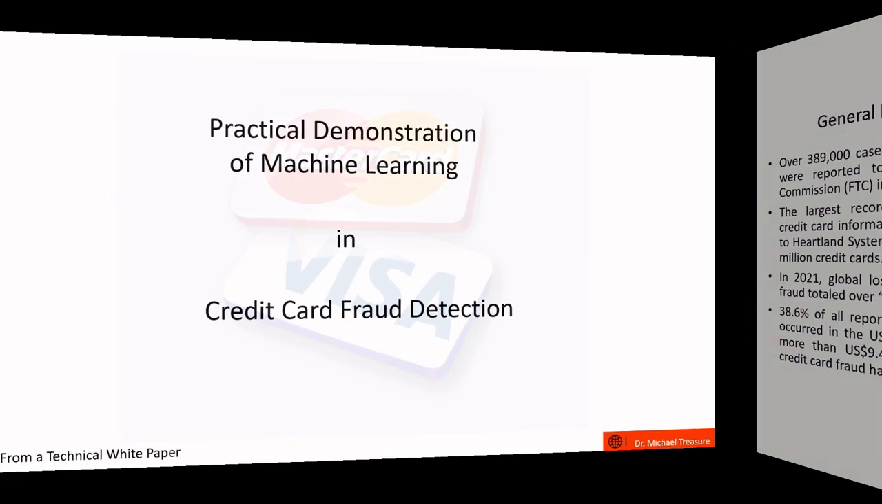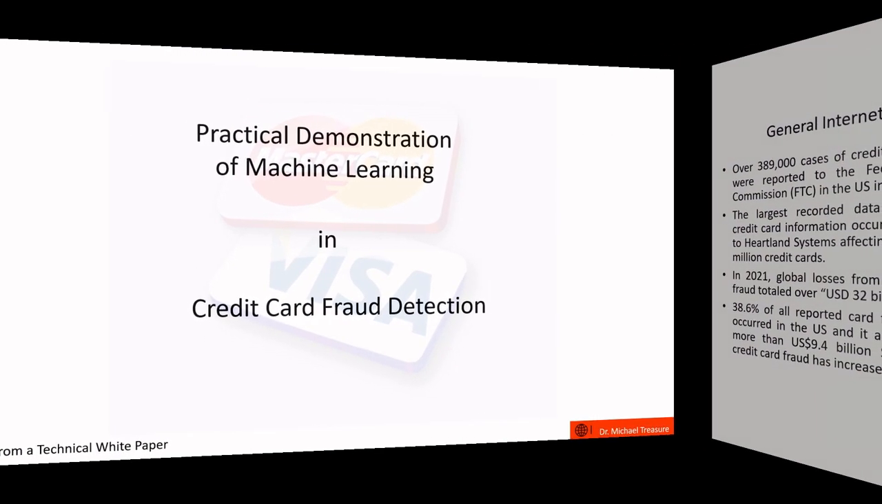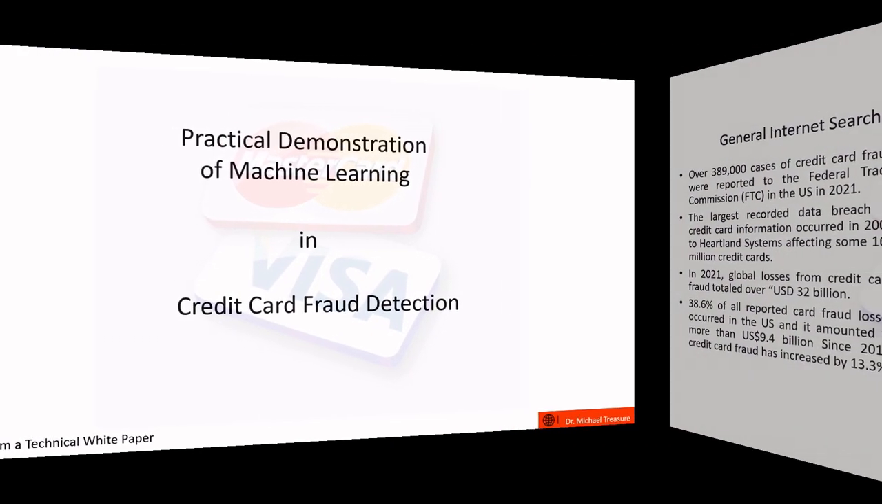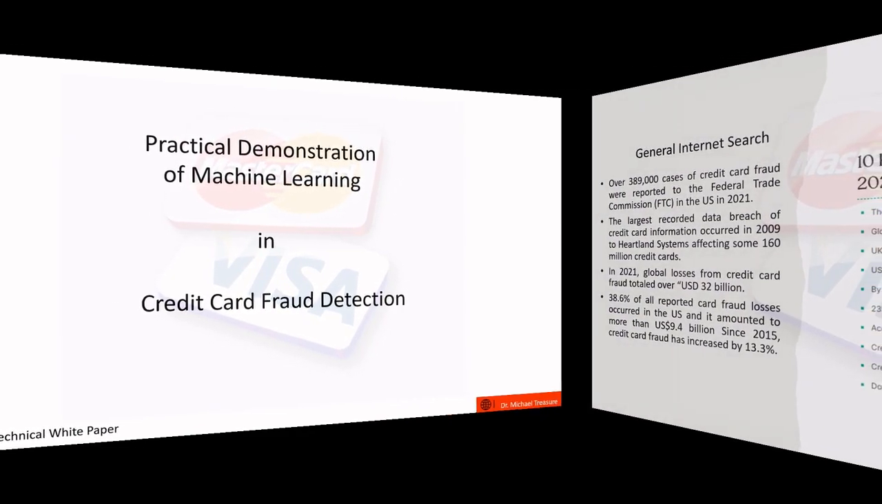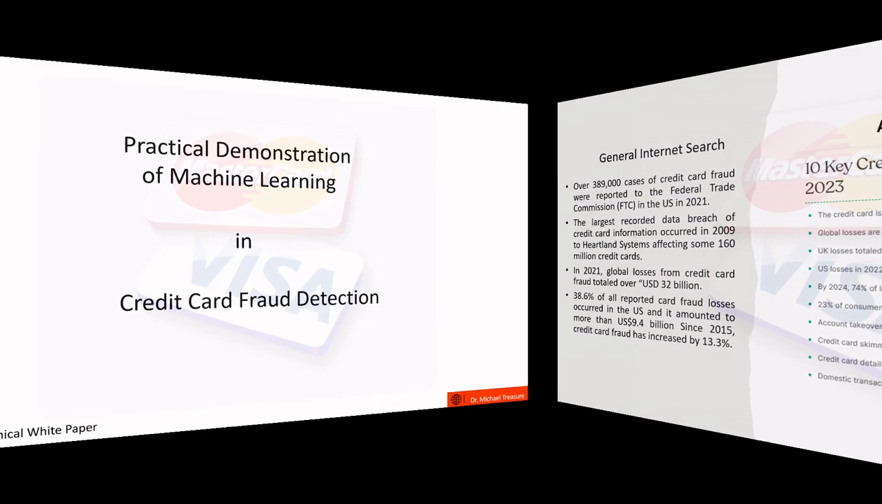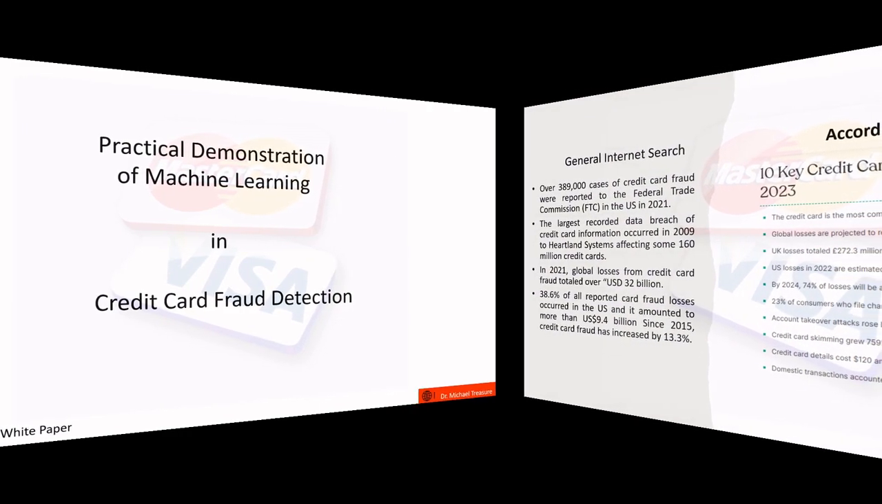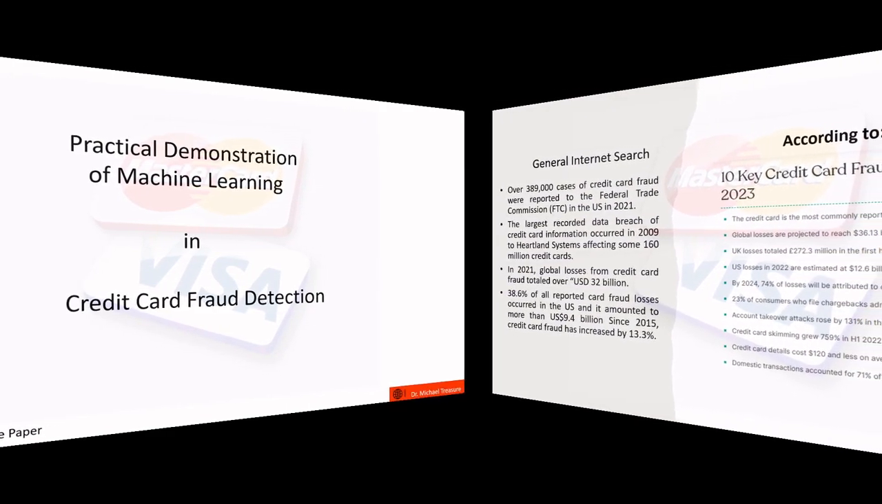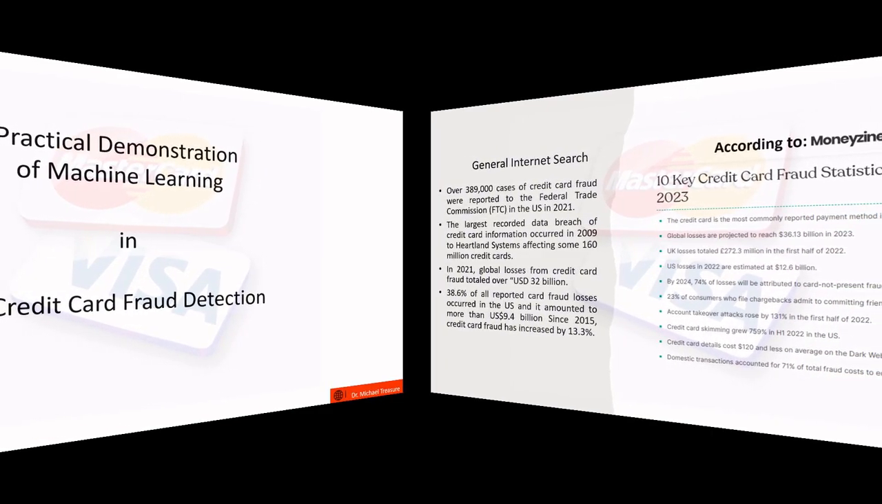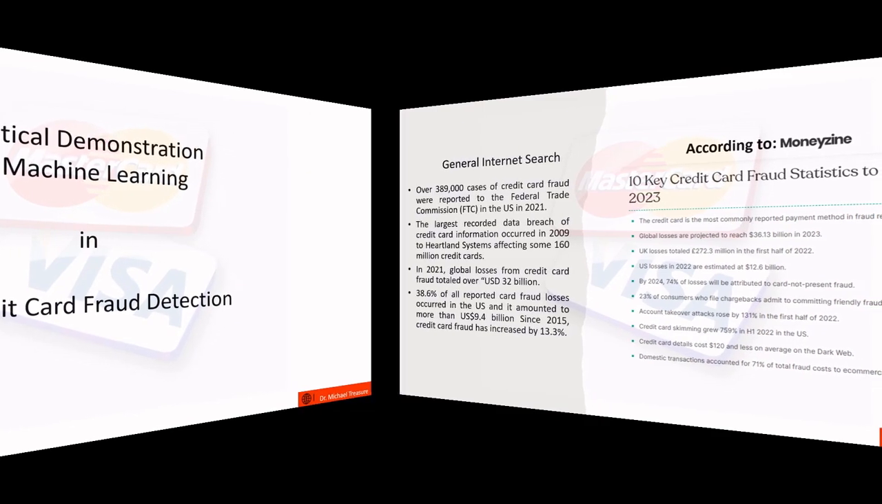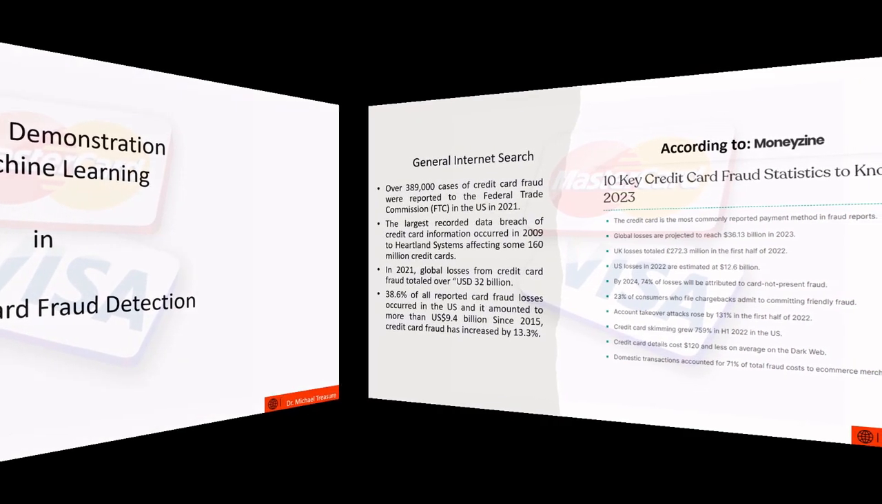A general internet search will shine light on the magnitude of the credit card fraud problem. In 2021, in the US, nearly 400,000 credit card fraud cases were reported. Imagine the number of unreported cases. The largest recorded credit card breach affected some 160 million accounts.